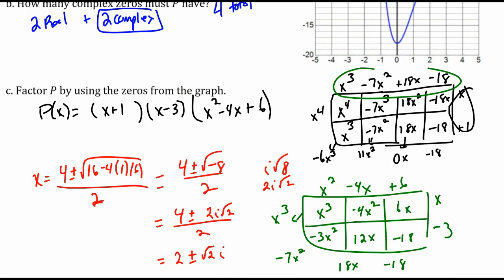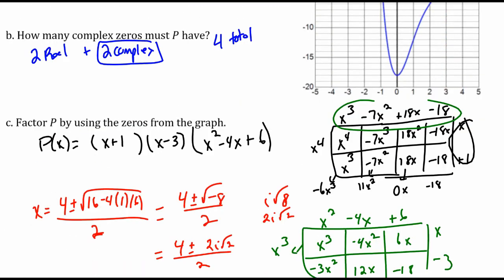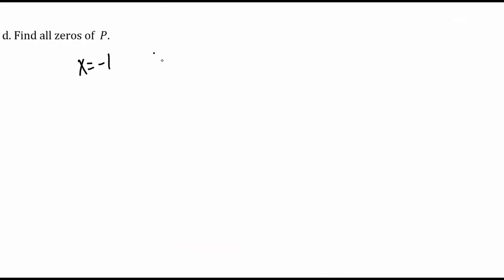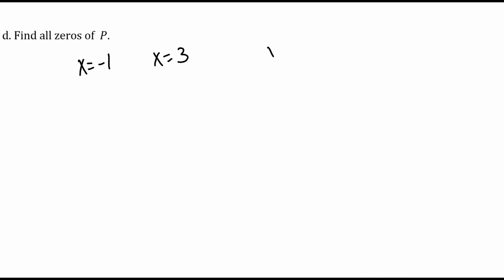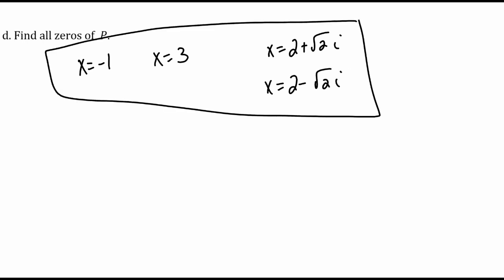So that helped me factor it, and I guess I did the next step. The next step said find all zeros. The find all zeros, well, I found them. Negative 1, 3. And then my two complex zeros, which I knew I had, are x equals 2 plus radical 2 i, and x equals 2 minus radical 2 i. So I skipped ahead there, but those are all my zeros.